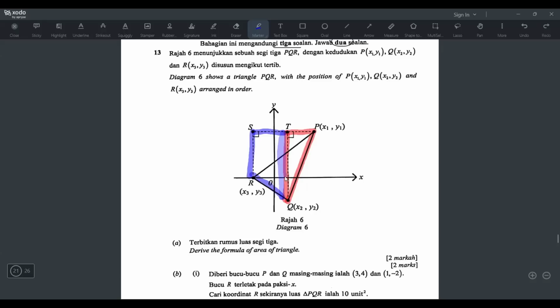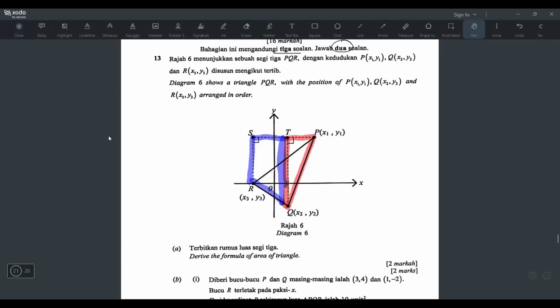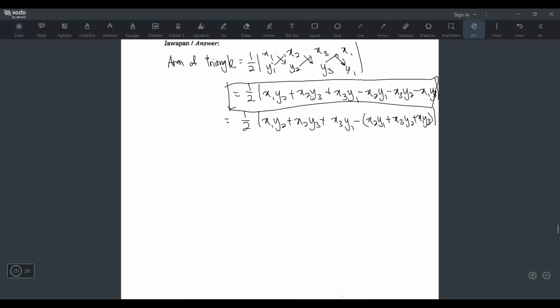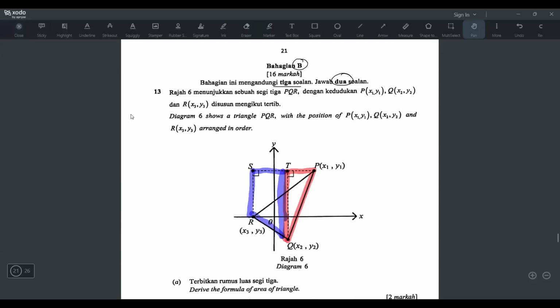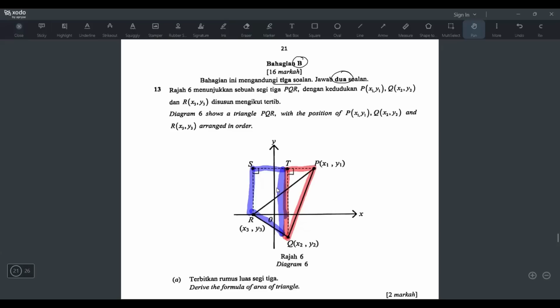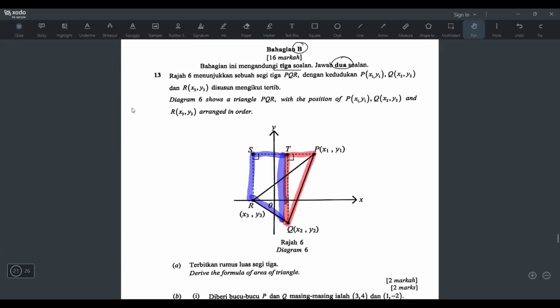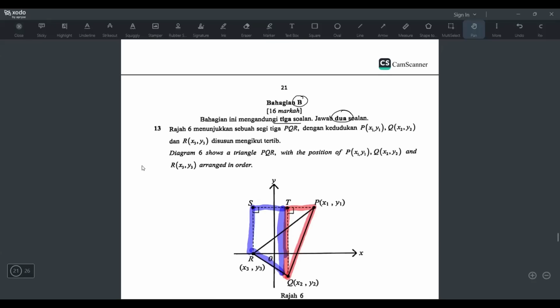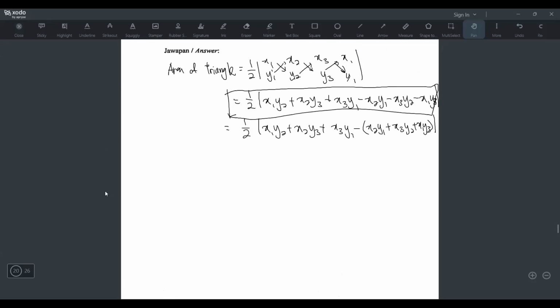So area of triangle plus area of trapezium, and then minus what? Minus this triangle. When you do that, you will get the area of this triangle. And if you do it correctly, you will end up deriving this formula later. So let's start by finding the area of the blue trapezium first. Afterwards we have to plus the triangle and then minus this triangle. I will do it slowly for you.